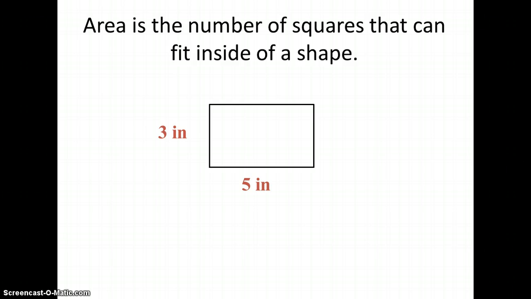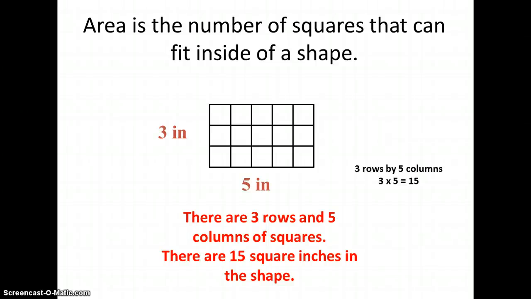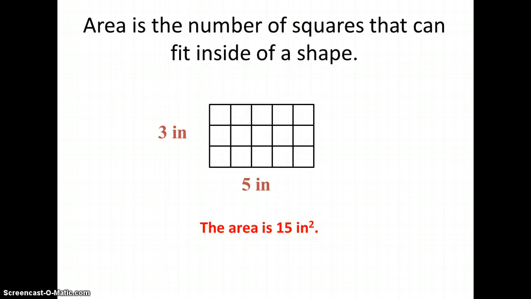Area is the number of squares that can fit in a shape. So in this rectangle, there are 3 rows and 5 columns of squares. So altogether, there are 15 squares. And I get this by taking the length, 3, and the width, 5, and multiplying them. When I have area, I always need to label my units in inches or feet or centimeters squared, because I'm counting how many squares are inside of a given shape.